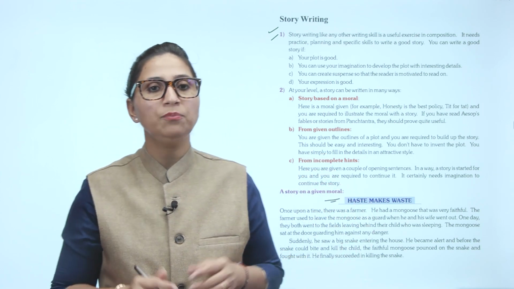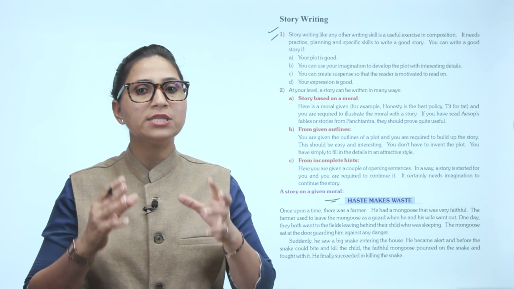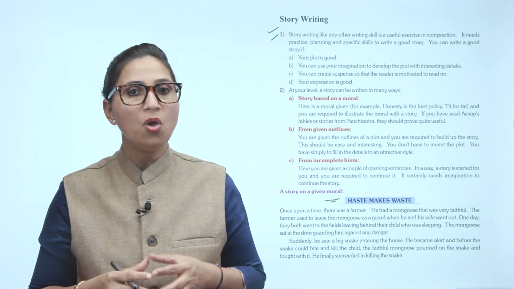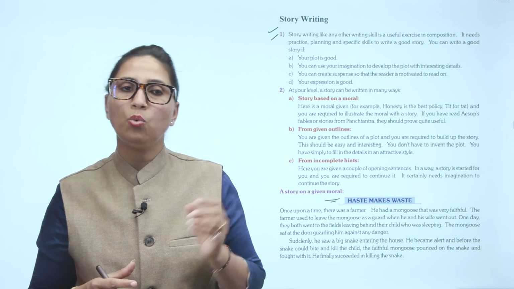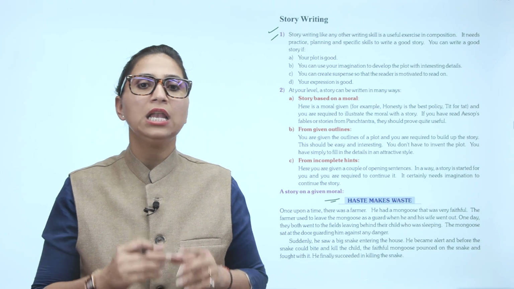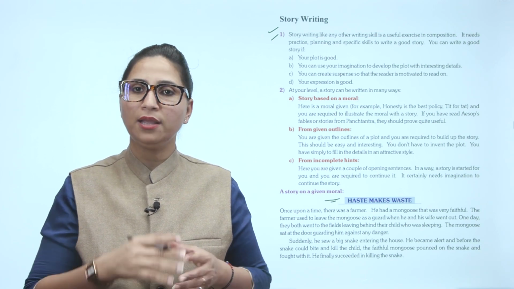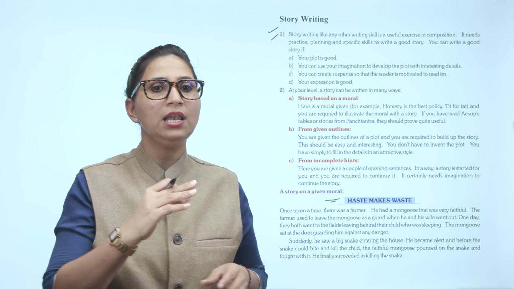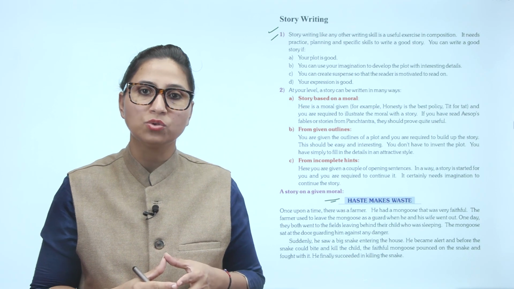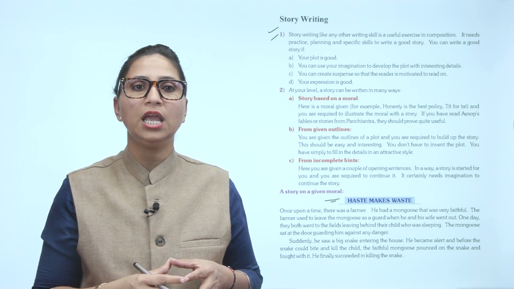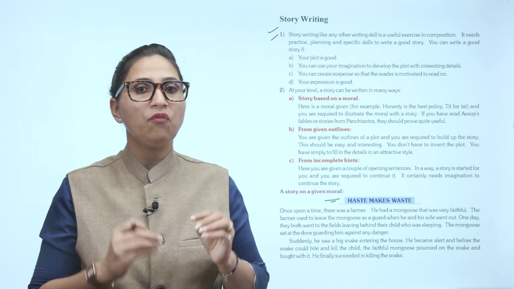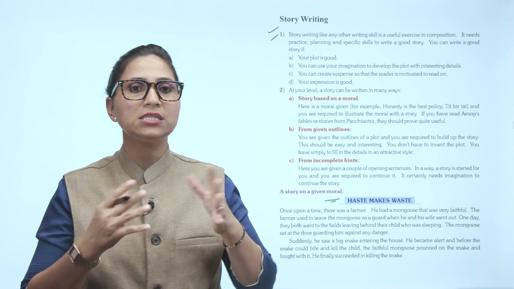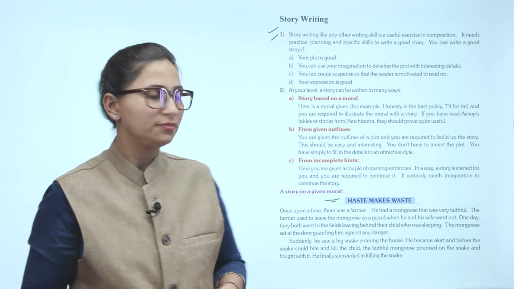Once upon a time, there was a farmer. He had a mongoose that was very faithful. The farmer used to leave the mongoose as a guard when he and his wife went out. One day, they both went to the fields, leaving behind their child who was sleeping. The mongoose sat at the door guarding him against any danger. Suddenly, he saw a big snake entering the house. He became alert, and before the snake could bite and kill the child, the faithful mongoose pounced on the snake and fought with it. He finally succeeded in killing the snake.